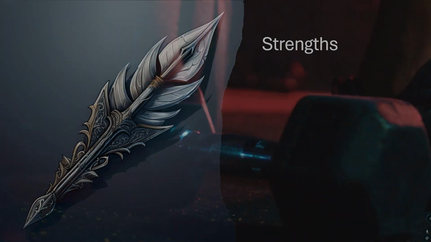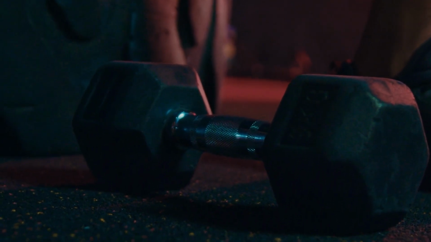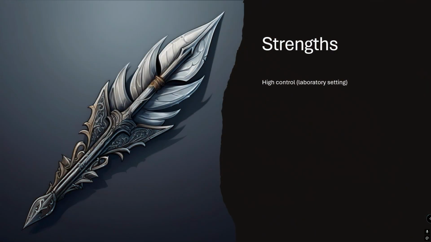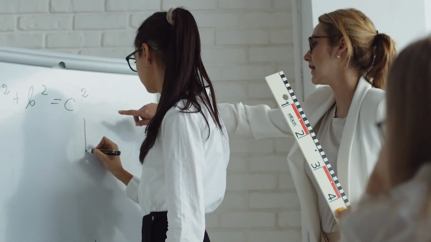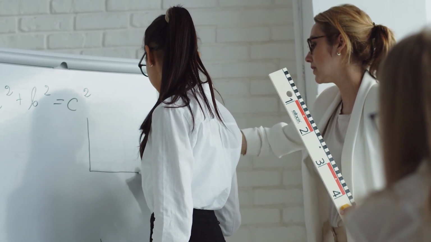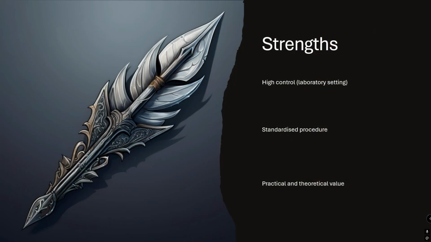What are some of the strengths of this study? Well, there's a high level of control because it was a laboratory setting. So extraneous variables were minimized, allowing Milgram to clearly establish cause and effect between authority pressure and obedience. It was a standardized procedure. All of the participants received the same instructions and prods, and this leads to high reliability and replicability. Practical and theoretical value. This helped to explain real-world obedience, including war crimes, and became a foundation for authority research in psychology.